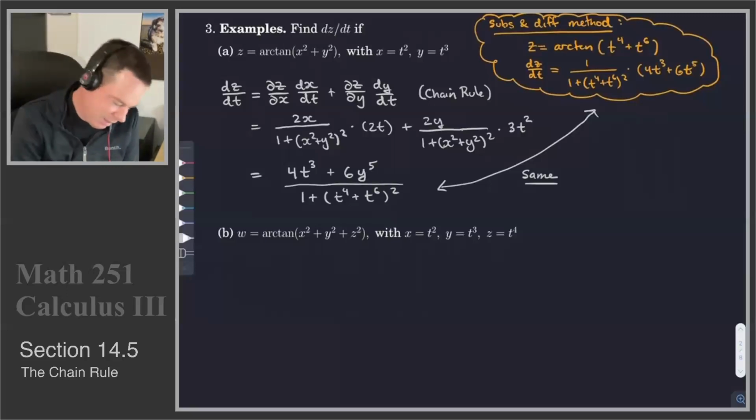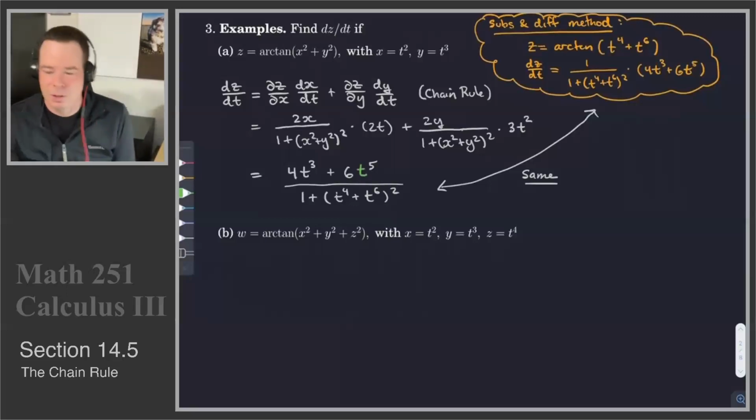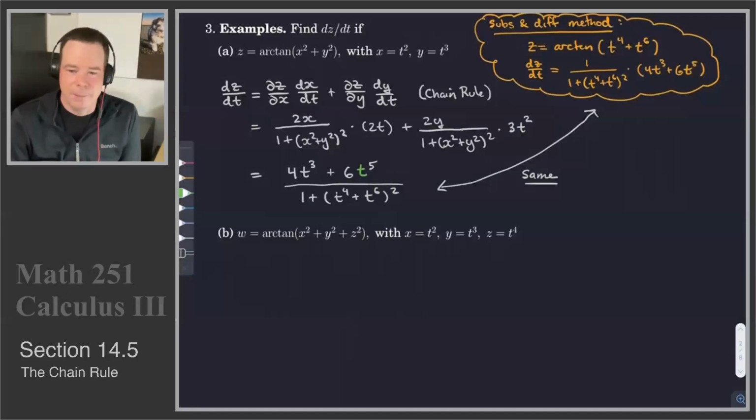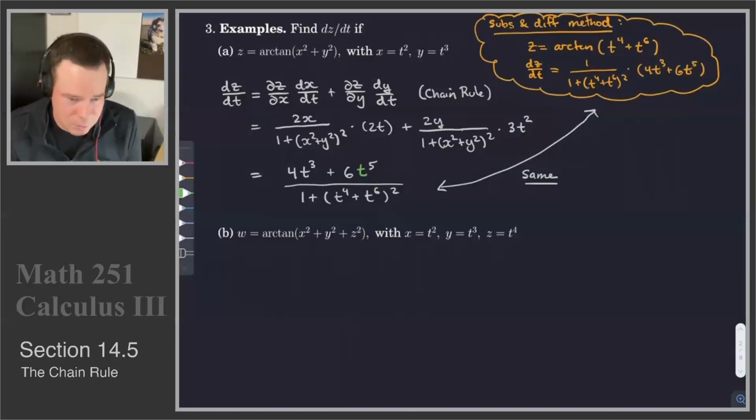Oh, it should be. Thank you. Yes, it should. That y there, I don't know why I wrote y. It should have been a t. Thank you. Too many variables to juggle around, I guess. Yeah, so that was a 6t to the 5th. Thanks for pointing that out.